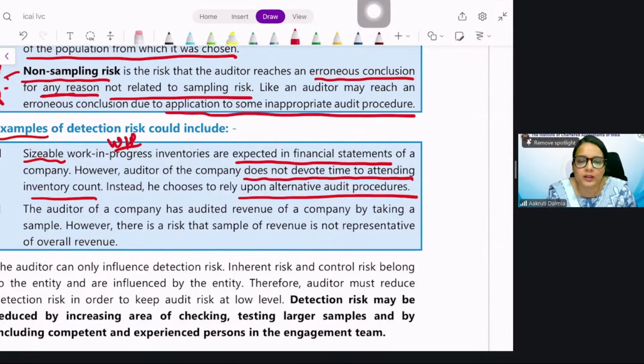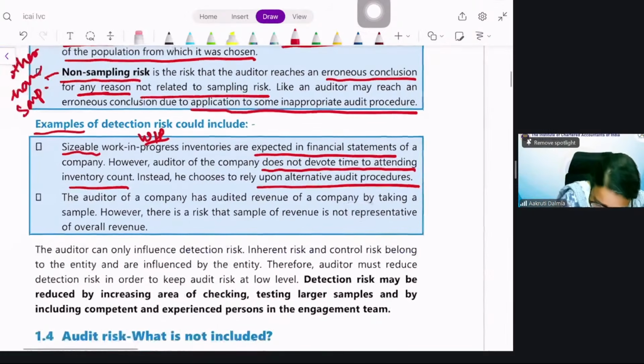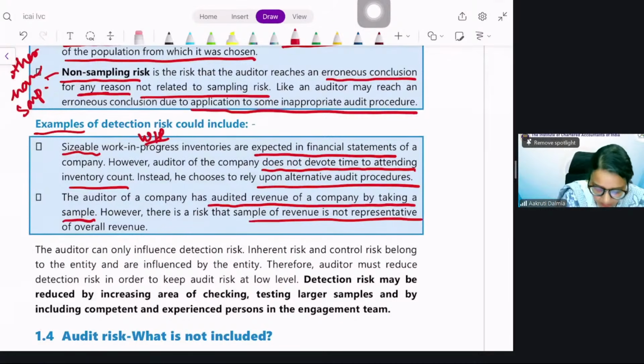Do you think it's correct? Do you think he's increasing the risk of giving an inappropriate audit opinion? Yes. So if you take the wrong judgments, you are creating detection risk. The auditor of a company has audited revenue of a company by taking a sample, but the sample is not representative. So this is which risk? Due to sampling risk.